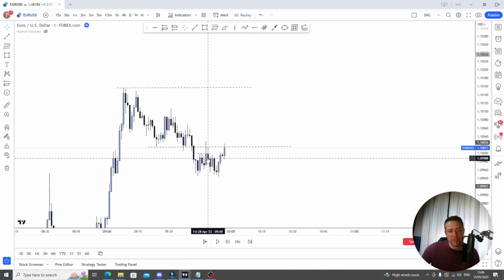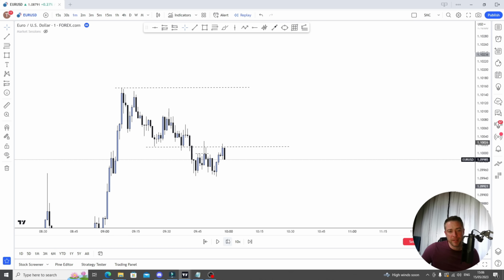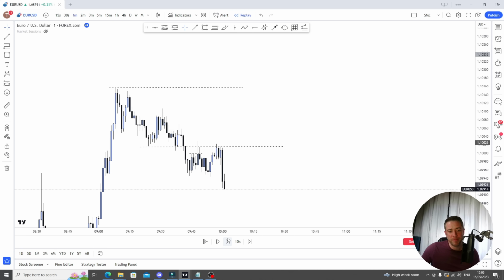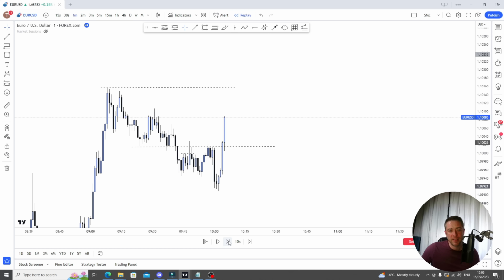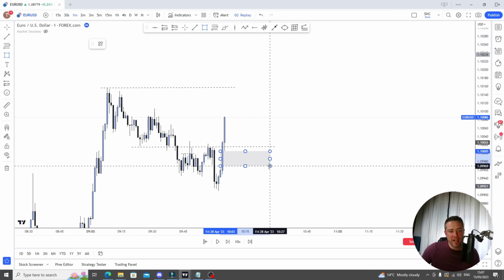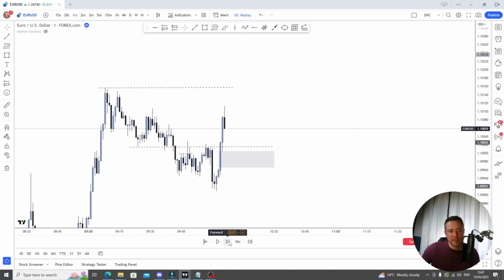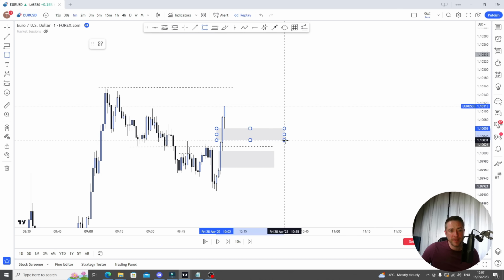Now we're looking good. Still want to see a break of this high. That's what I'm looking for. We haven't got one yet. There we have. Just about. Let's look at the next candle. Beautiful. So, displacement, market structure shift, fair value gap created. Let's look at the next candle. And another fair value gap created.